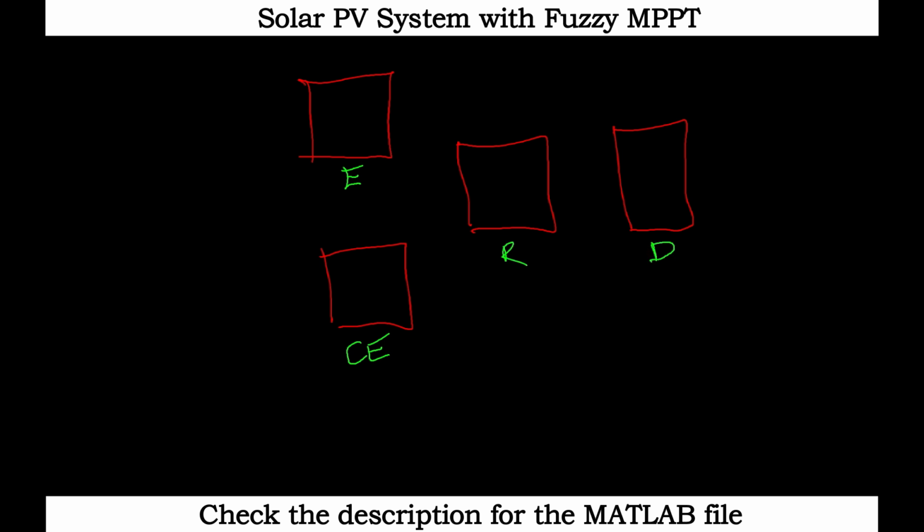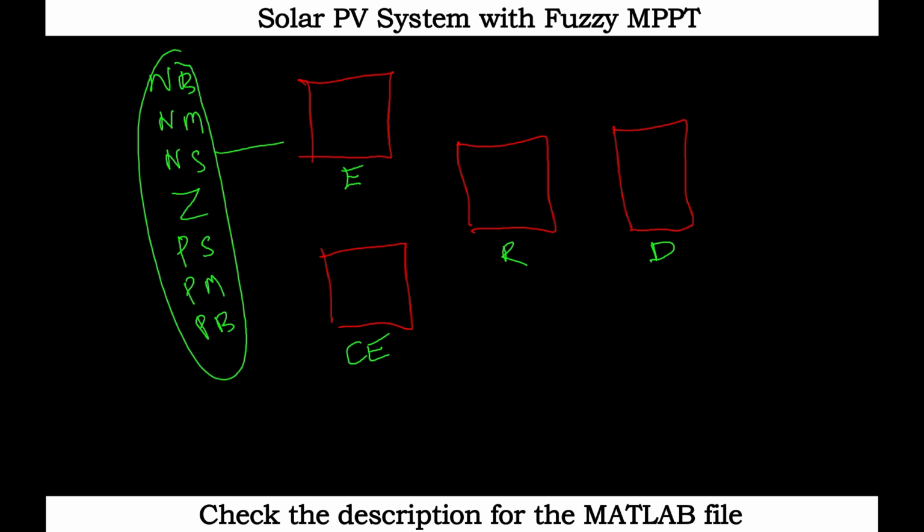Here we are using 7 rules. What do the rules mean? Negative big, negative medium, negative small, zero, positive small, positive medium, positive big. These are the 7 rules. These 7 rules are used for this one and this one, and we need to enter them. Based on that, you have to add the rules.